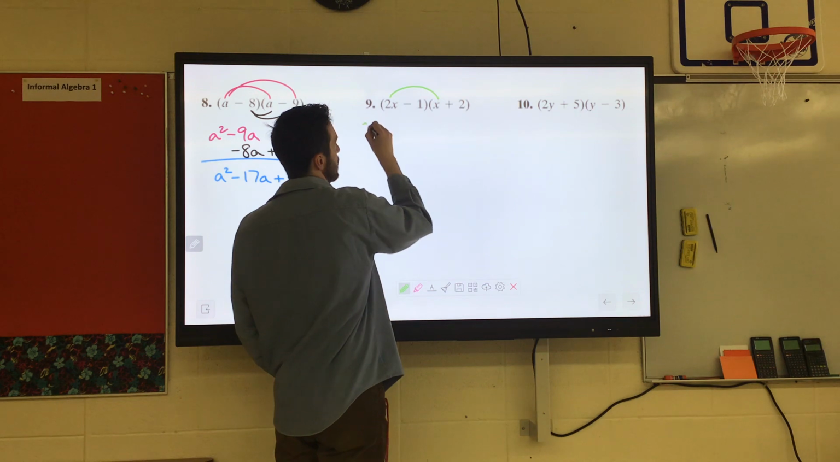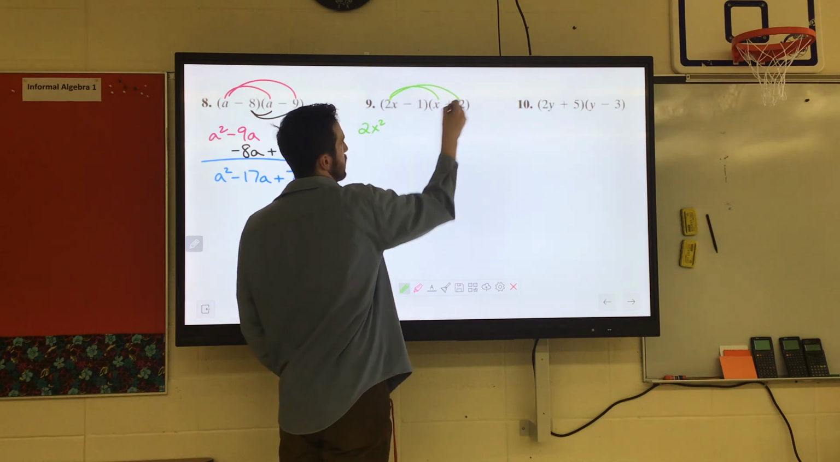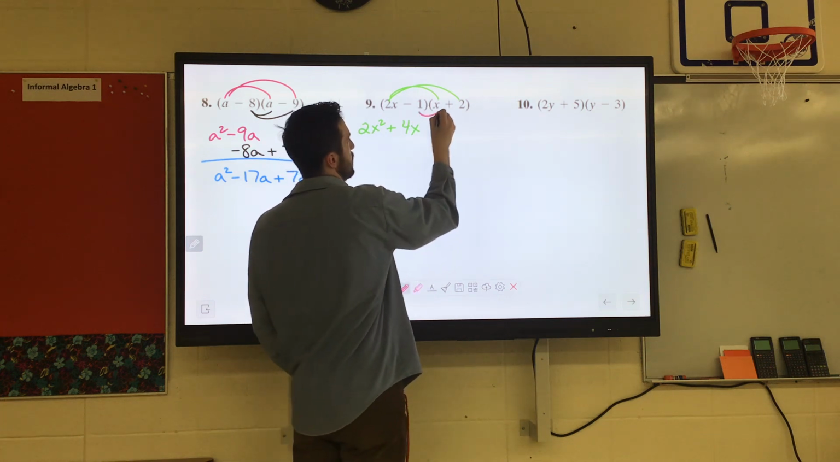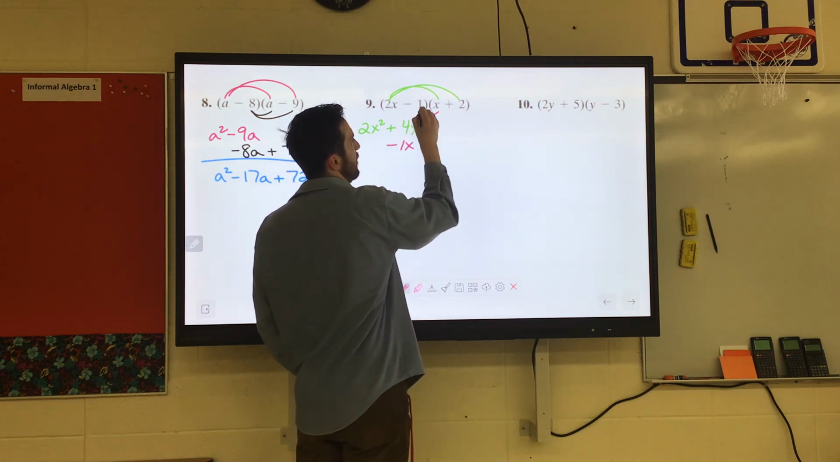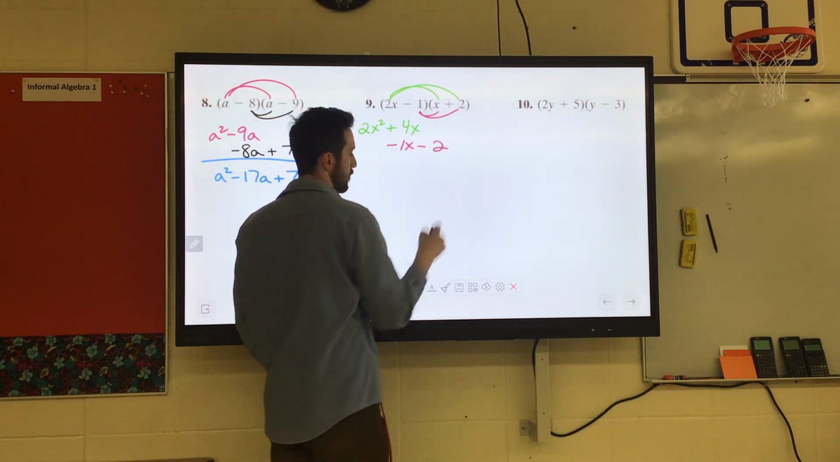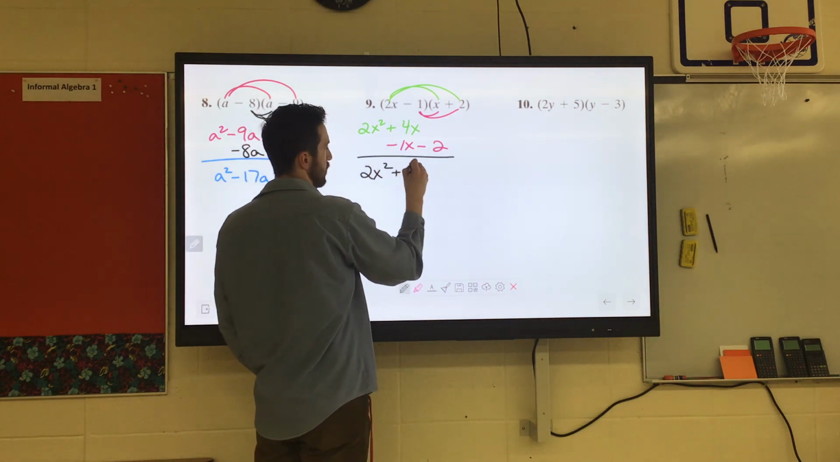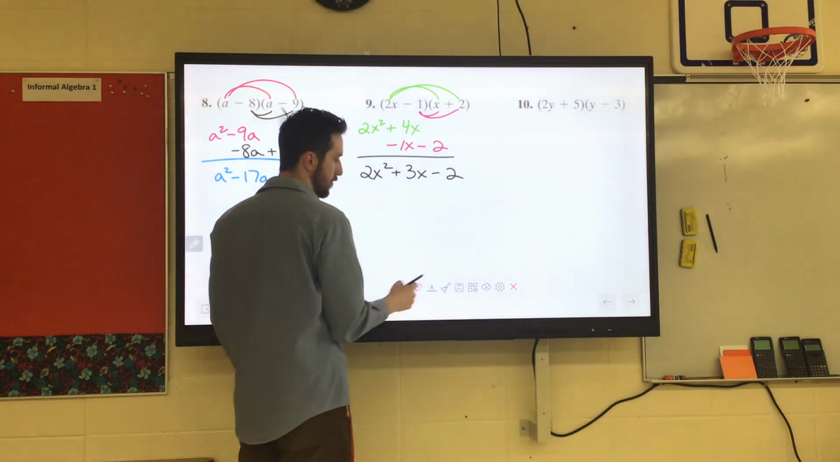2x times x is 2x squared. 2x times 2 is 4x. Negative 1 times x is negative 1x, or negative x. And negative 1 times 2 is negative 2. That would give us 2x squared plus 3x minus 2.